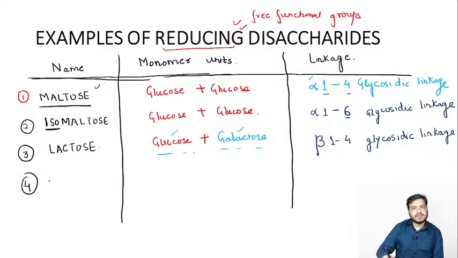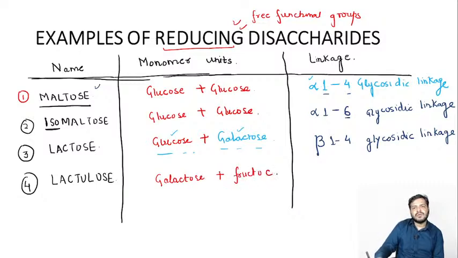The fourth reducing disaccharide, that is lactulose. And over here it is simply a synthetic one which we are actually synthesizing. So write down just the monomer units over here, that is the galactose and the fructose. There is no such linkage which is seen over here. So just remember the monomer units are galactose and fructose which are involved. So this is about, in a nutshell, the reducing disaccharides.